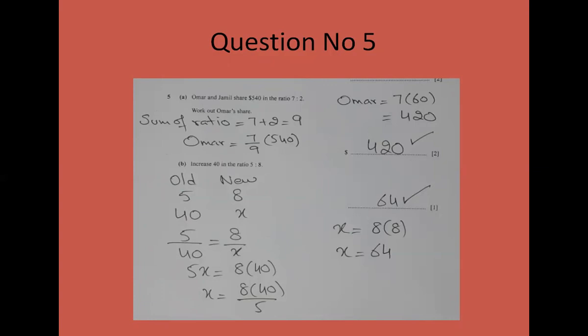The next question is increase 40 in the ratio 5 to 8. So the old value is 5, the new value is 8 according to the given ratio. And the old value is 40. What will be the new value? I've supposed it as X. So I will convert them into fractions. So I will have 5 by 40 equals 8 by X, and you will have 5X equals 8 into 40. So X equals 8 into 40 divided by 5. 5 and 40 will be cancelled. So X will be equal to 8 into 8 and X will be equal to 64. So the answer is 64. So this is how you do question number 5.